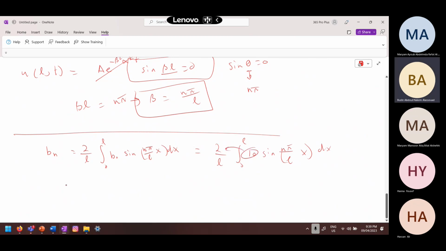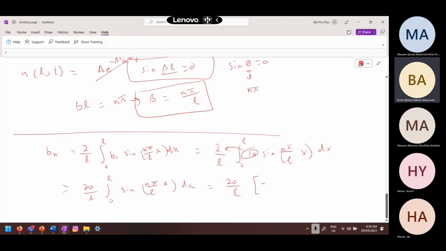Take the 10 outside because it's just a constant. You'll get 20 over L, integral from 0 to L of sine n pi over L x dx. This will give you 20 over L. The integration of sine is negative, and for what's inside the bracket, you need the reciprocal of its derivative. So we just need the constants here. That's the reciprocal of the derivative of the angle inside the sine. Just apply normal integration if you don't understand what I said.